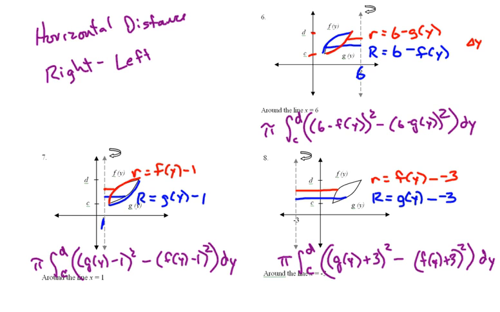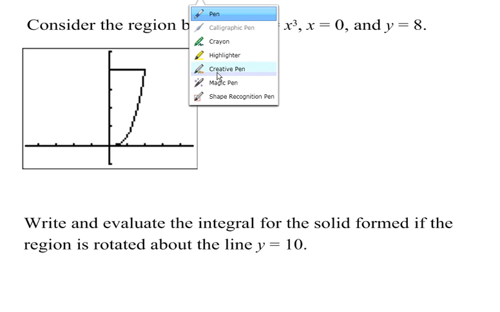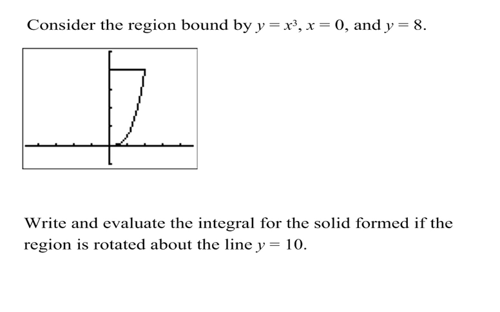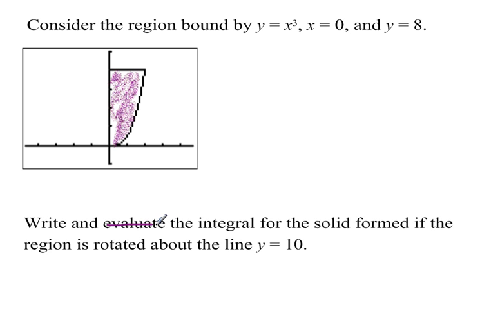All right, so let's use this to actually do a problem like you might see in your homework. We've seen this region before. It is bound by x cubed, x equals 0, and x equals 8. I'll just color it in for us here. So here's our region, and we are asked to write and evaluate, and in this video we're just going to write, so we're not actually going to find the answer. We're going to write the integral for the solid formed if the region is rotated around the line y equals 10. So here it is, our line y equals 10.